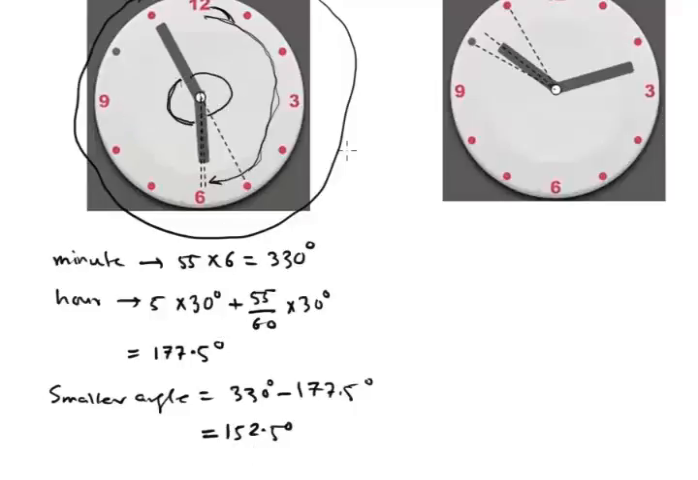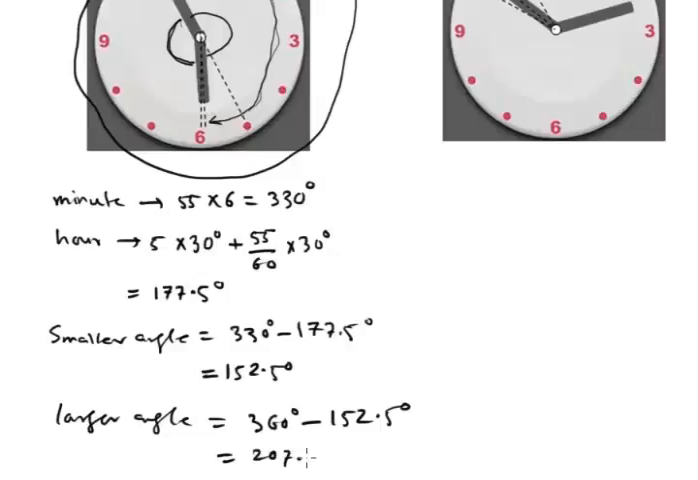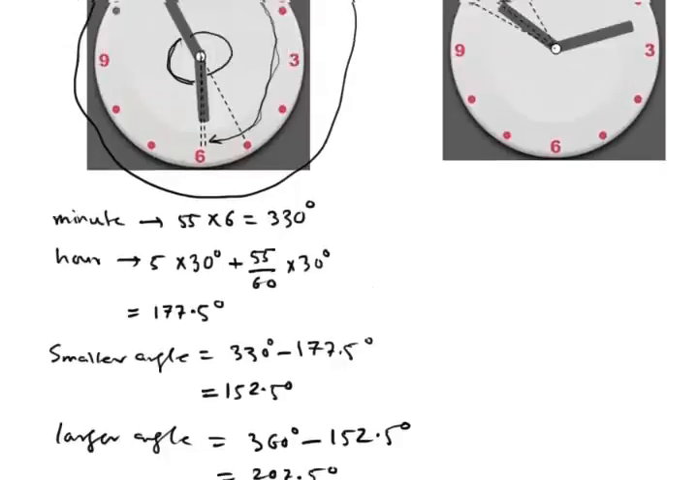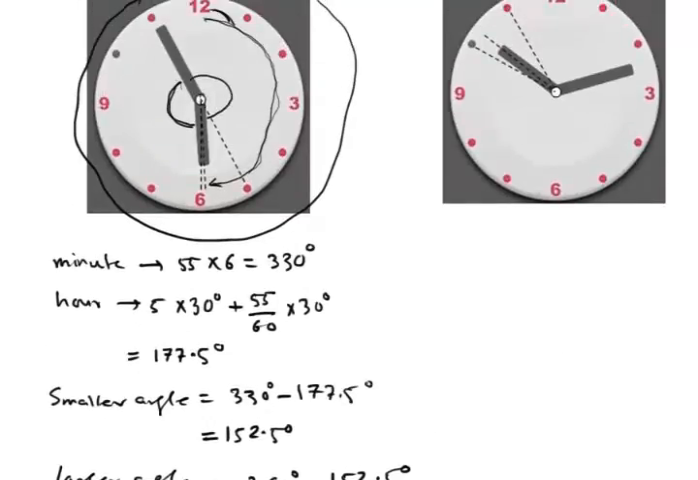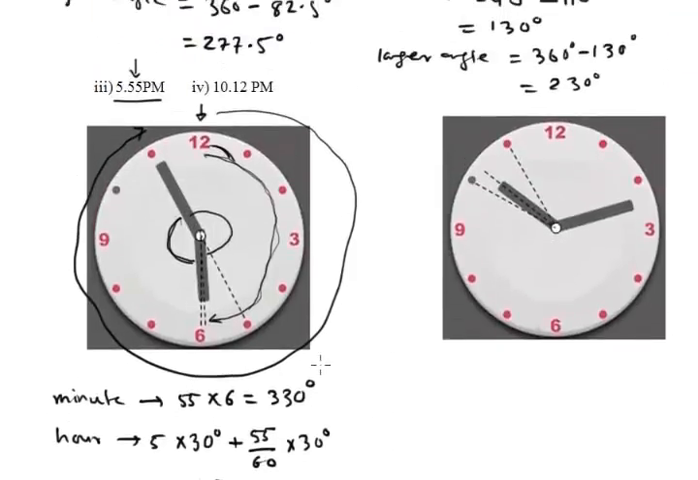So this larger angle will be 360 degree minus this smaller angle 152.5 degree, which will be 207.5 degree. So this calculation will give us 207.5 degree. So this larger angle is 207.5 degree. Let us do this fourth example.